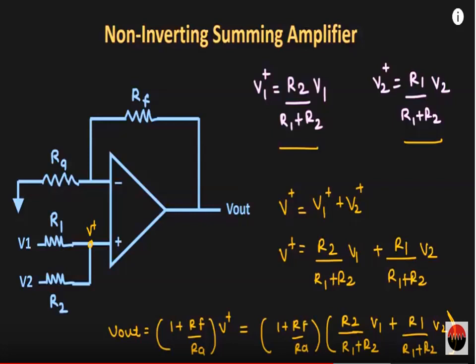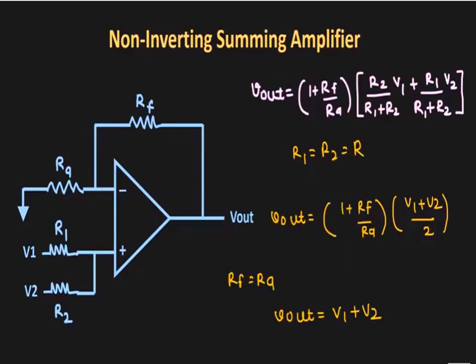Now V out, this is a non-inverting terminal, so V out is equal to 1 plus Rf by Ra into V plus. Taking V plus from this equation, finally I will get V out is equal to 1 plus Rf by Ra, multiplied with R2 by R1 plus R2 into V1 plus R1 by R1 plus R2 into V2.